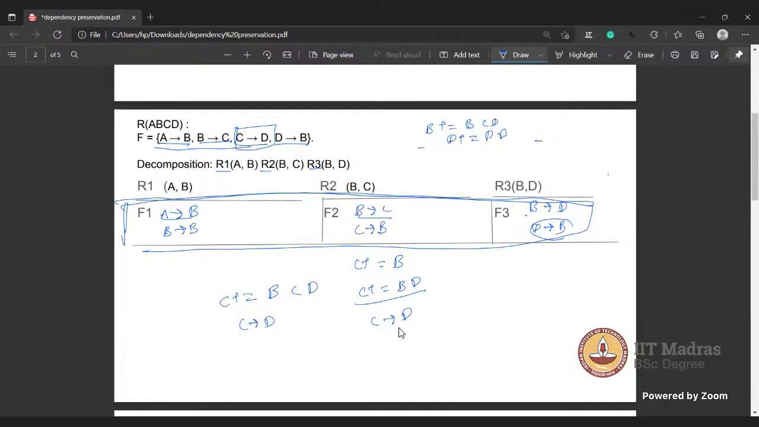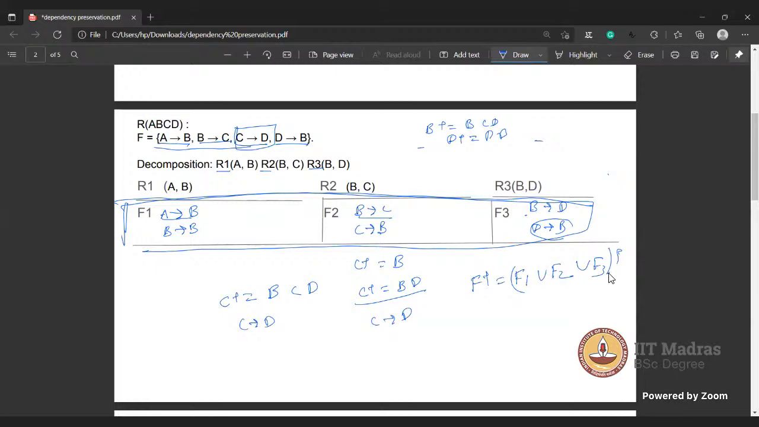So you are essentially doing a union of R1, R2 and R3. F1 union F2 union F3, and from those functional dependencies, we are checking whether we can derive that functional dependency or not. So everyone got it? The functional dependency is present, right? Yes, sir.